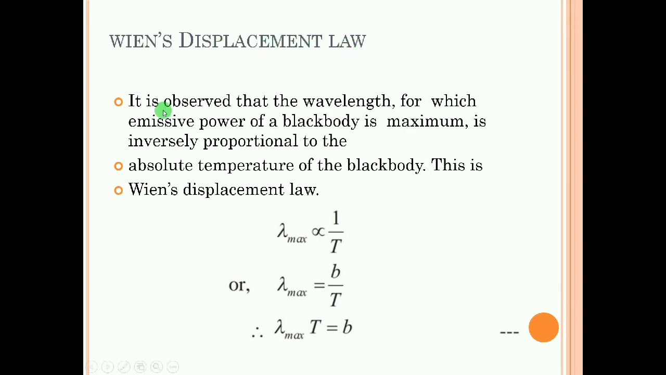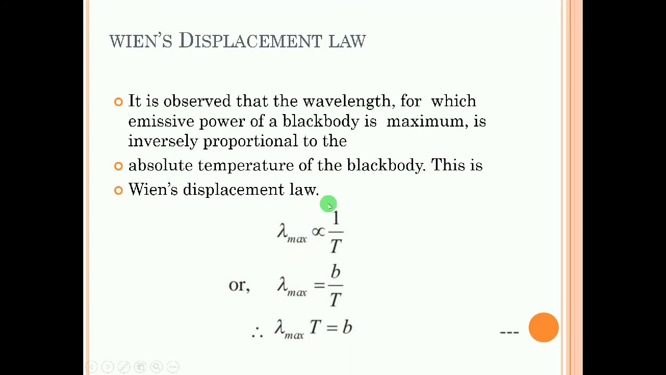Okay, next is Wien's displacement law. So what is Wien's displacement law here? We will write it as a statement: it is observed that the wavelength for which emissive power of a black body is maximum is inversely proportional to the absolute temperature of the body.